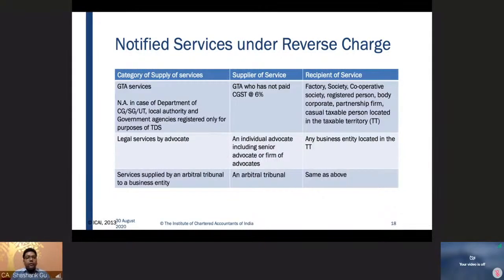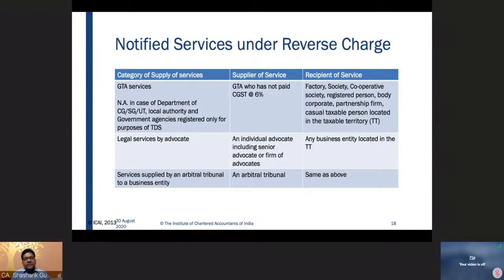Now we move on to discuss services covered under reverse charge, primarily under section 9 subsection 3 of CGST Act. The services which are covered are GTA services wherein the GTA has not paid CGST at the rate of 6%, meaning thereby that where the goods transportation agency has not paid tax effective at the rate of 12%.